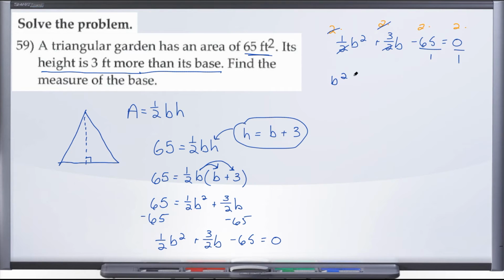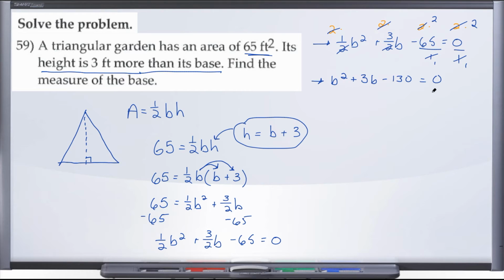Here the 2's are going to cancel, plus 3b. Here we have 1 goes into 1 once, 1 goes into 2 twice, so negative 65 times 2 gives us minus 130. Equals 1 goes into itself once, 1 goes into 2 twice, 0 times 2 is still 0. So now we have b squared plus 3b minus 130 equals 0. These two things, before we made all these notations, are equivalent. They say the exact same thing, just one has fractions, one does not. And I think this is probably nicer to work with.